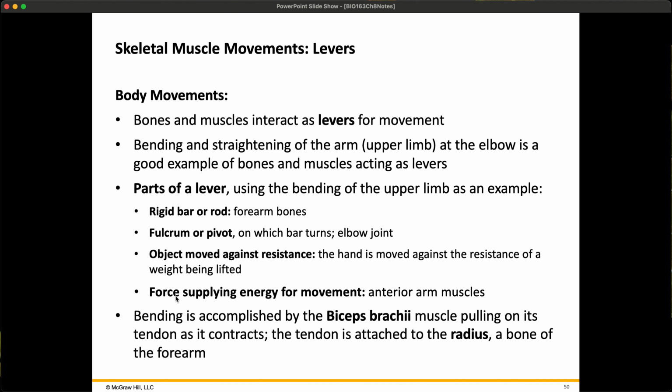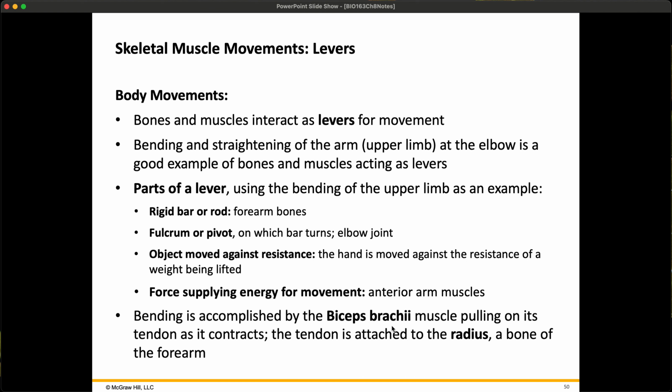The objects supplying the force would then be your anterior arm muscles, mostly your biceps brachii, but also a couple others, just so you know. Rarely is one muscle responsible for an action completely. Usually there's multiple muscles that are going to be working. That's that recruitment idea again.